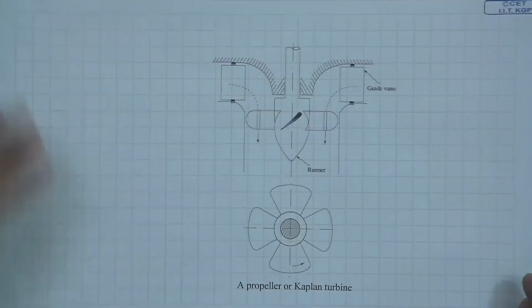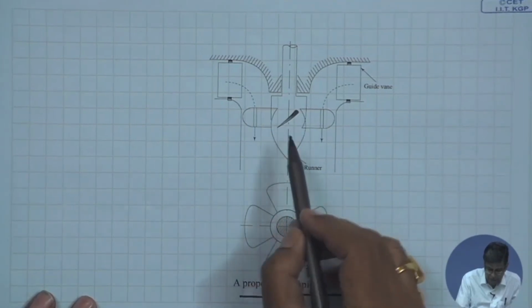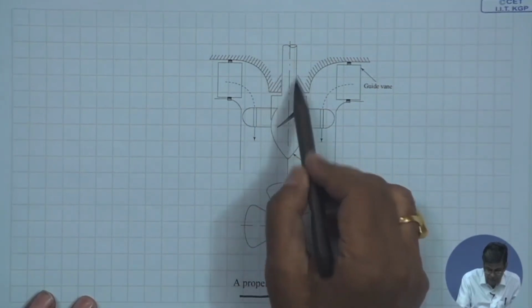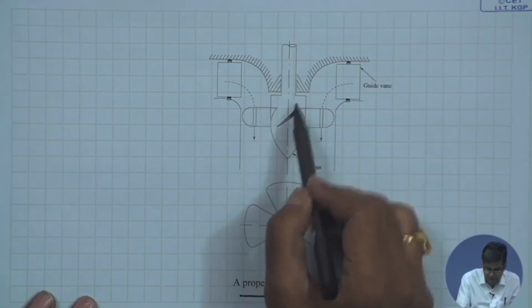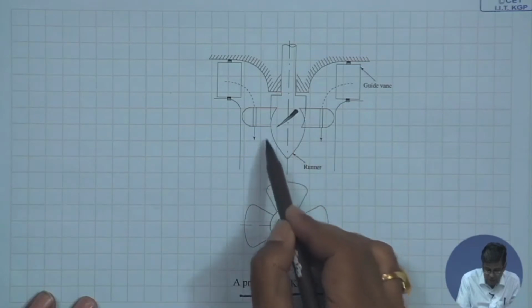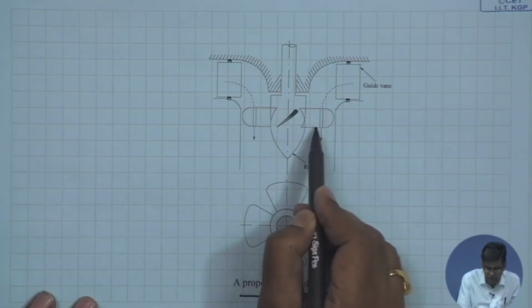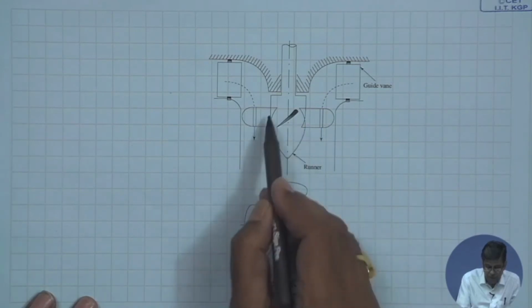Now, we will see an actual picture or figure of a Kaplan turbine, which is sometimes known as a propeller turbine. Here you see that this is the shaft, a vertical shaft, and this is in the horizontal plane. This is the runner, which looks like the propeller of a ship, and this is the runner blade. We see a frontal view of the runner blades.